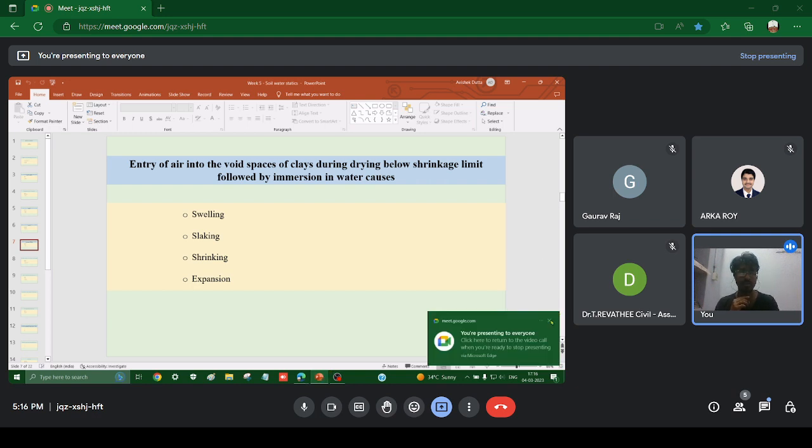Okay, so the question was entry of air into the void spaces of clays during drying below shrinkage limit, followed by immersion in water, causes. The options were swelling, slaking, shrinking, and expansion.